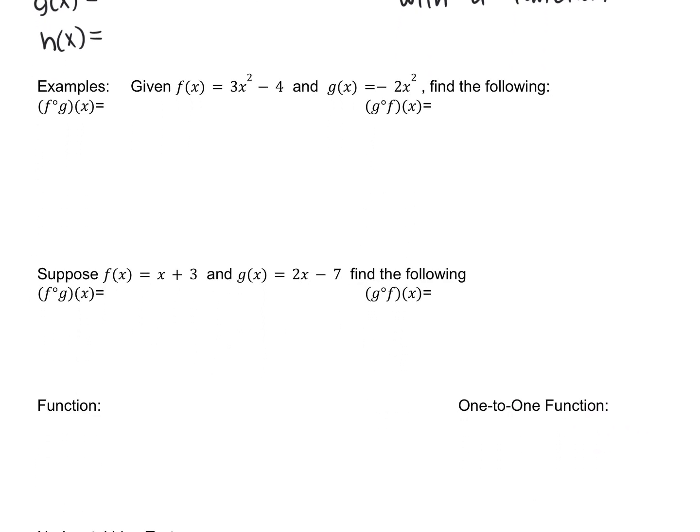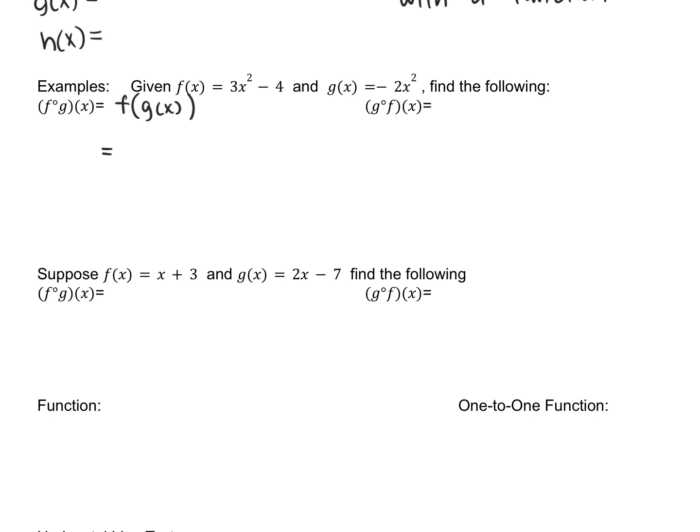So in our first example, we have that f of x is 3x squared minus 4, and g of x is negative 2x squared. And we want to find f of g of x and g of f of x. So that little symbol right there between the f and the g is the symbol for composition. Another way you can see it is f and then parentheses g of x, which is instead of saying f of x, you're saying I'm plugging in the equation g for x.